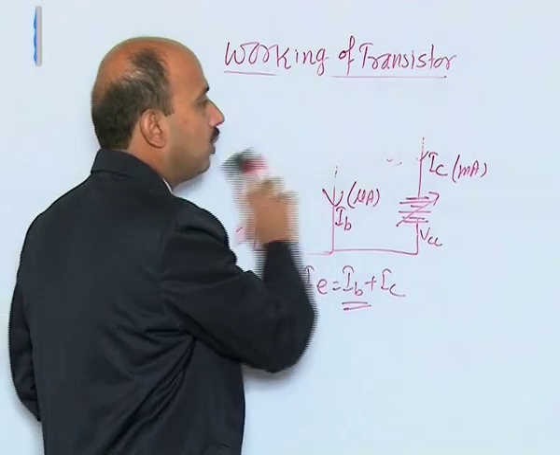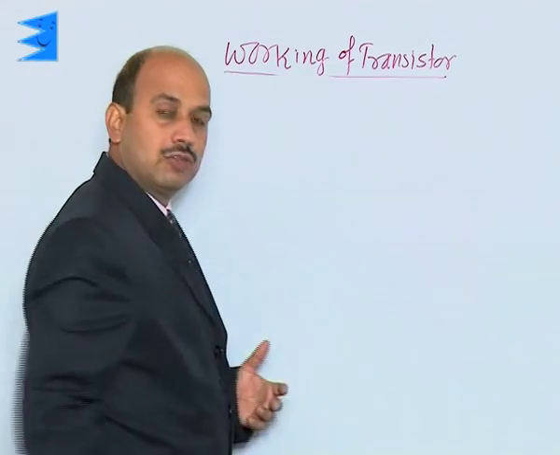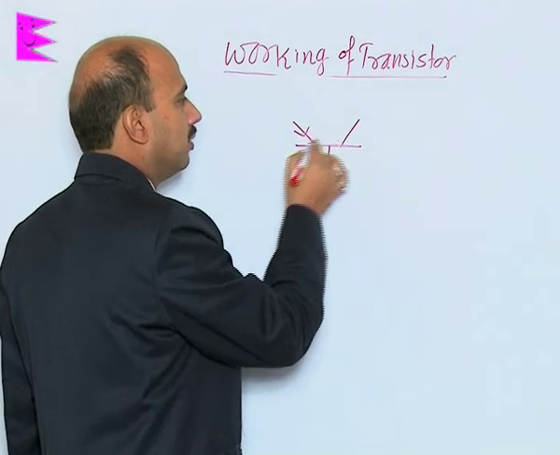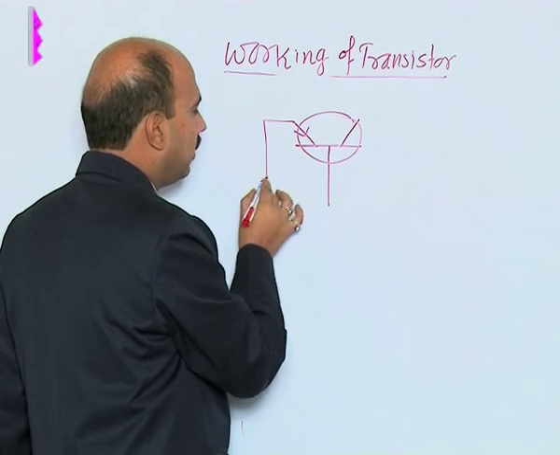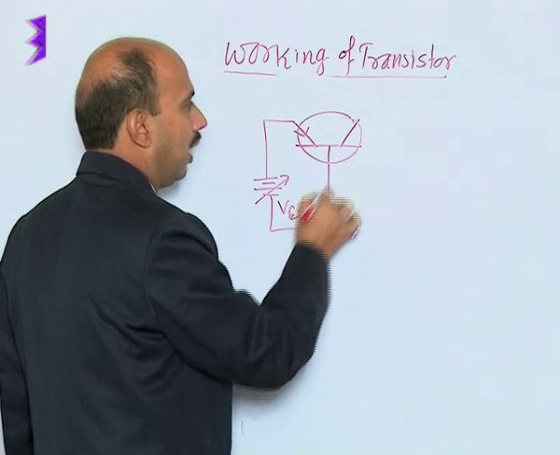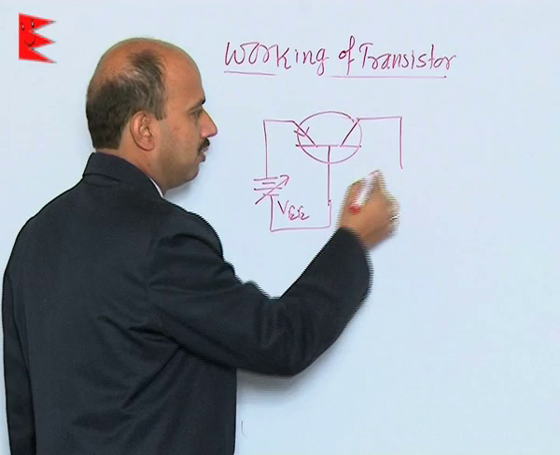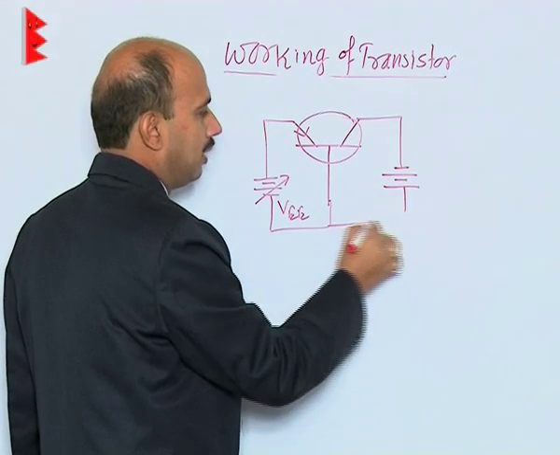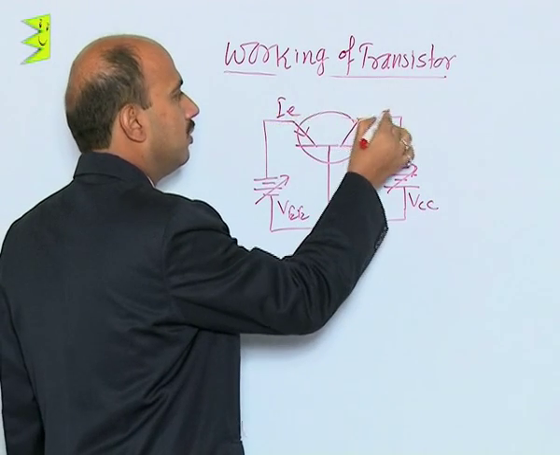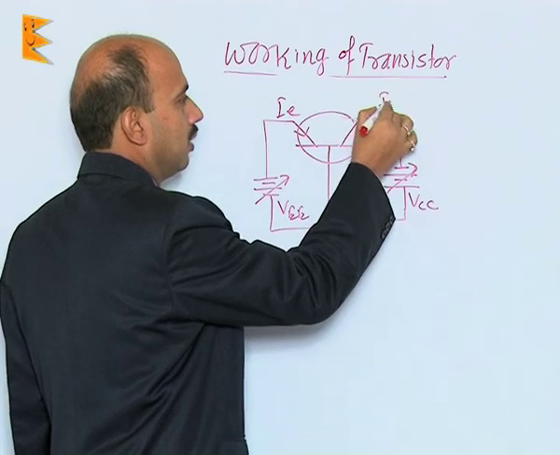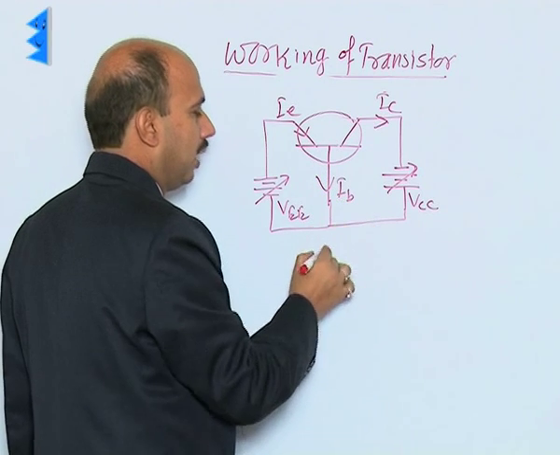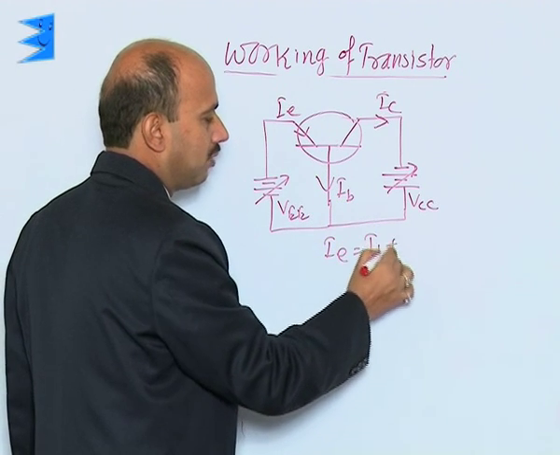So how do we make the circuit diagram for this PNP transistor? We take a symbol like this, and the current is coming like this. This portion is in forward biasing, so it is done like this, and this is called VEE. This region is in reverse biasing, so it has to be connected to the negative, like this. This is called VCC. This current is IE, this current going outward is IC, and this is IB. Here we can write IE is equal to IB plus IC.